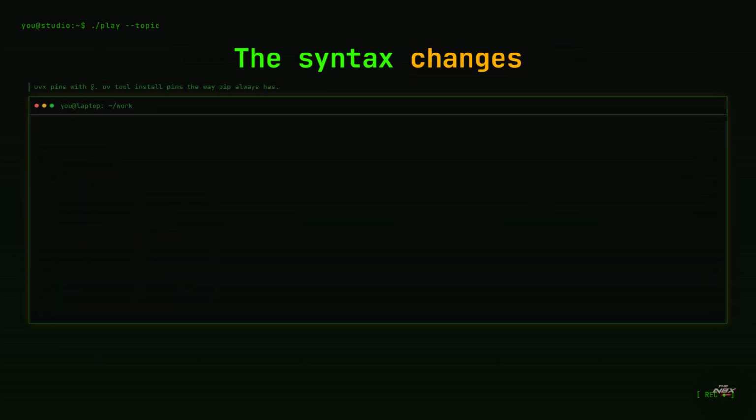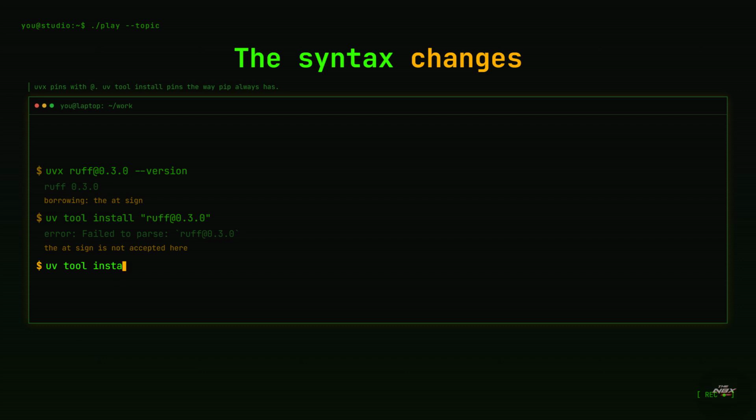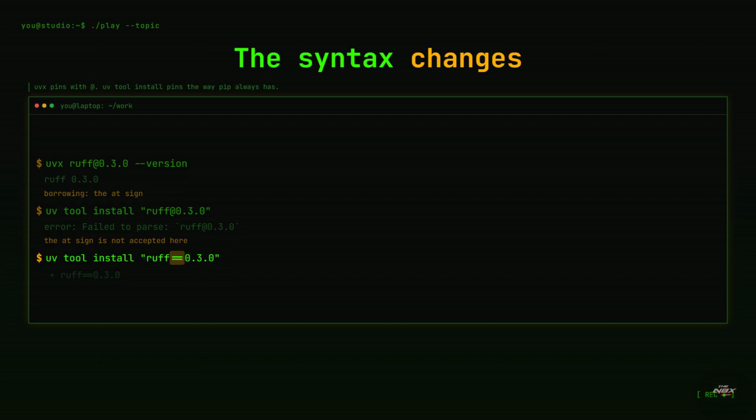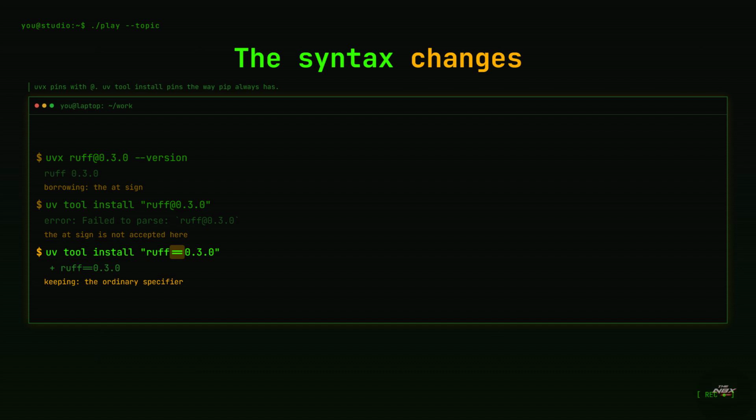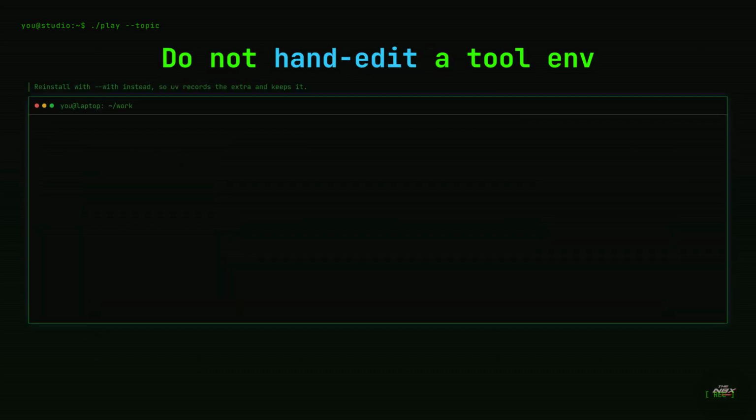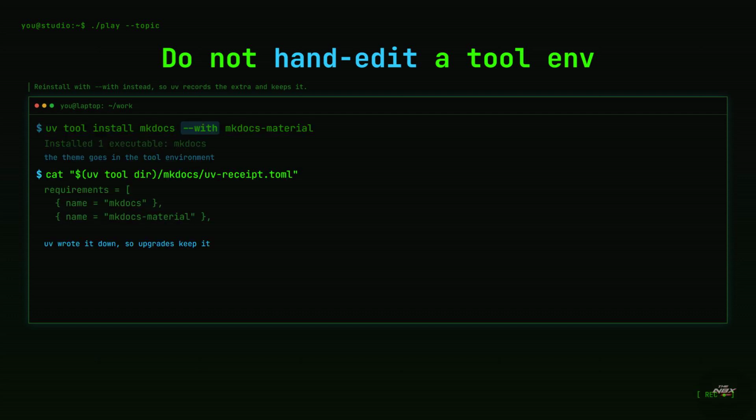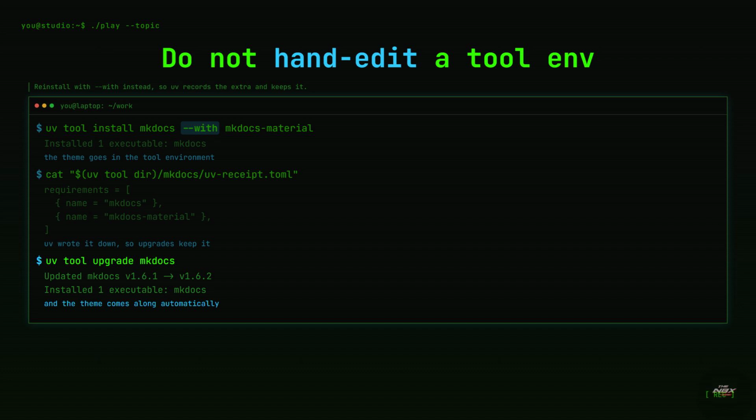One difference is worth watching for. When borrowing a tool, you pin the version with an @. When keeping one, you use the ordinary equals syntax instead. The mismatch catches people constantly because the two commands otherwise look so alike. And one rule straight from the documentation, worth repeating exactly. Tool environments are not meant to be edited by hand. If a tool needs a plugin, reinstall the tool and name the plugin with --with, so UV writes the plugin into a receipt file and remembers the pairing next time.